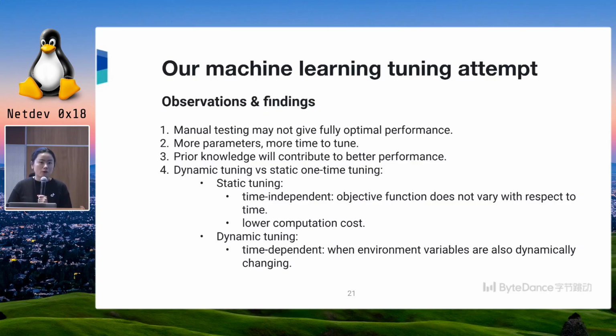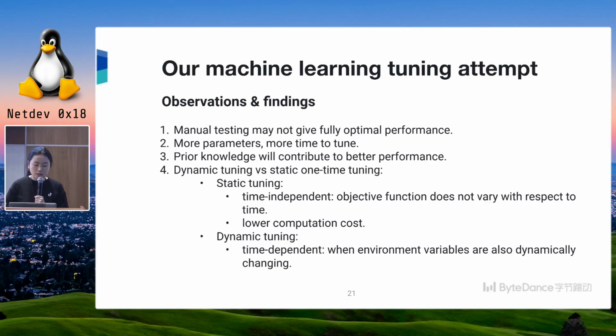We also have some observations that I want to share. The first one, of course, is that manual tuning may not always give the fully optimal performance. The second one, if we have endless time, we want to get the best values, but we still have a time constraint. The more parameters we want to use, the more time it takes to tune. So we want to balance the time and the performance. The third one is that the prior knowledge inputs will contribute to better performance in a shorter time.